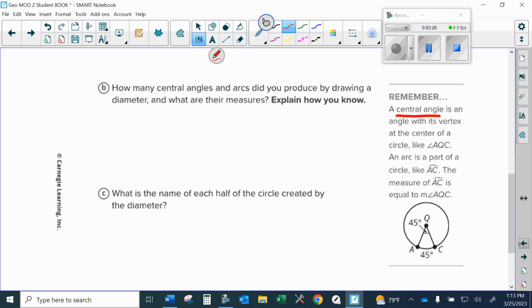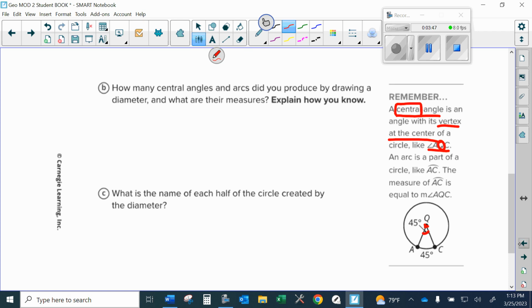Central angle. The key word here is central, center. It must be touching the center. So this 45 degrees is called a central angle. Notice this vertex is at the center. Q is the vertex. So angle AQC. Remember, the vertex is always the middle letter.